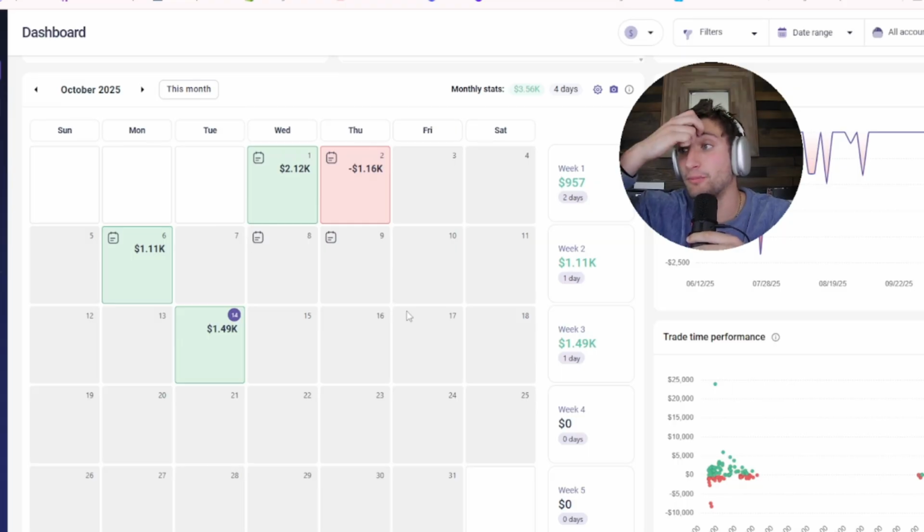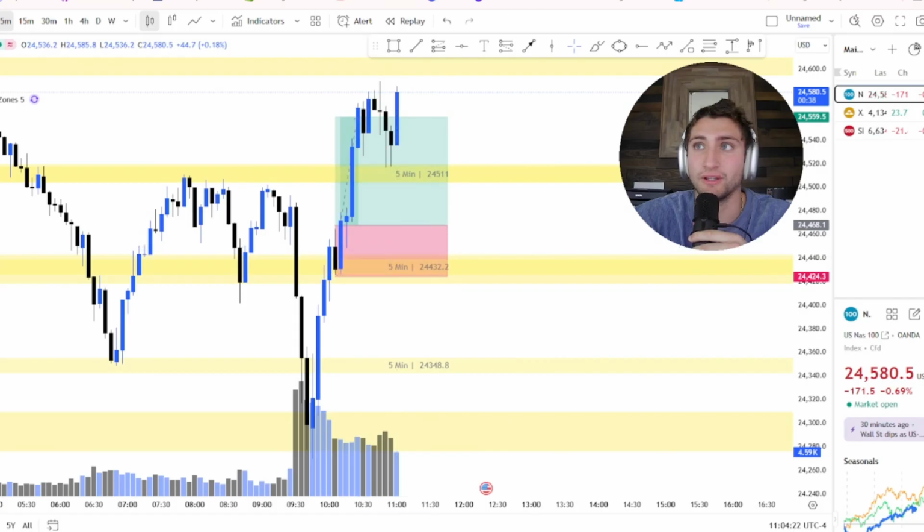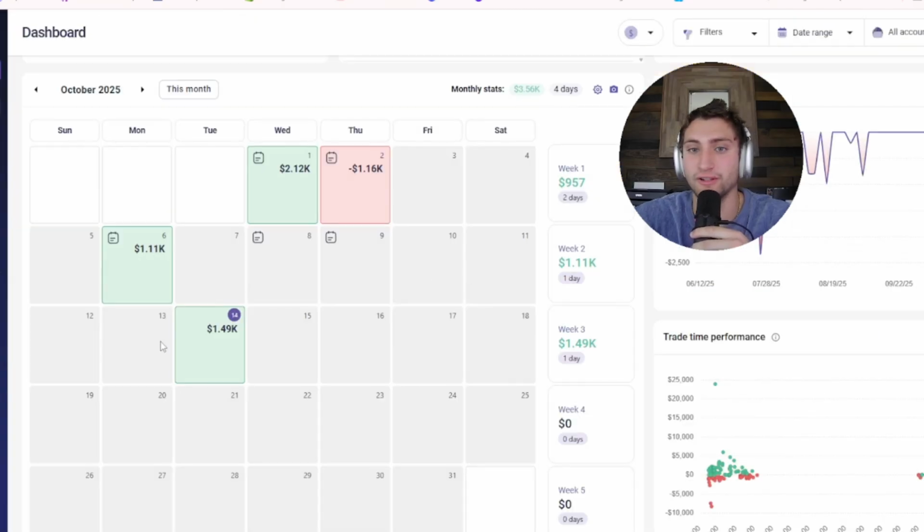Okay, so for example here, this was the trade I took today. We made 1.5K. We go back here, we head back to the NASDAQ, same trade I took here. So TradeZella logs that, TradeZella sees that, and clearly you guys can see by the use of the indicator how good my results have been.